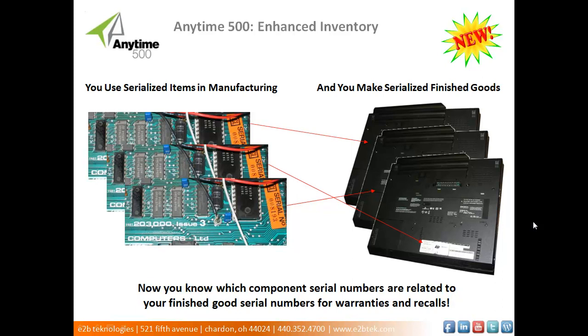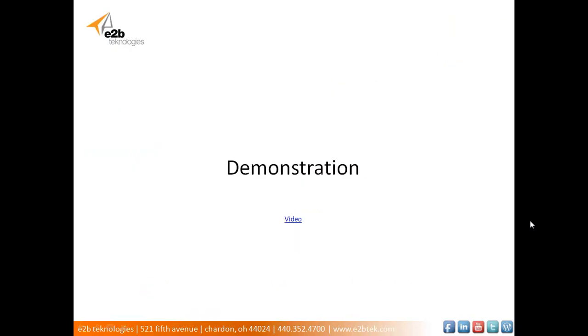You want to make work orders of 50 or 100 or 1,000 at a time, issue those raw materials in, and be able to have some way to define which of the raw material serial numbers were used in the finished good. So let's go ahead and take a demonstration. A picture's worth 1,000 words, and see what this looks like.